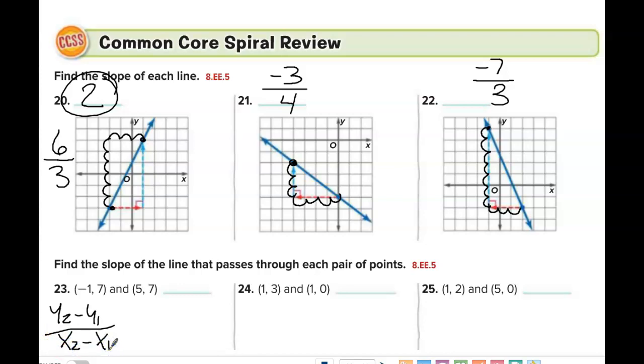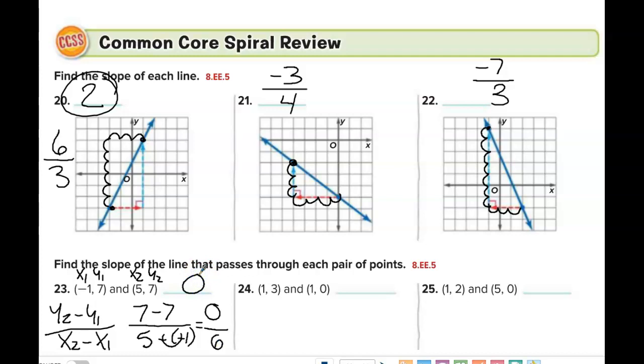So if this is my x1 and this is my y1, that means this is x2 and y2. Y2 would then be 7 minus 7 over 5 minus a negative 1. 7 minus 7 is 0, and then over 6. So what's your slope? It'd be 0. 0 divided by anything is 0. So my slope is 0.